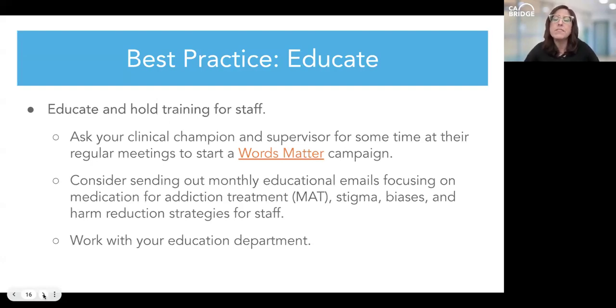Consider sending out a monthly education email. This month, do you guys know what this month is? It's an awareness month. Somebody can put it in the chat. What month is it? Alcohol. Thank you, Sabrina. Very important. If you haven't sent out an email, just announce, hey, in honor of Alcohol Awareness Month, use this word instead of alcoholic. You may use a person who uses alcohol, correct?